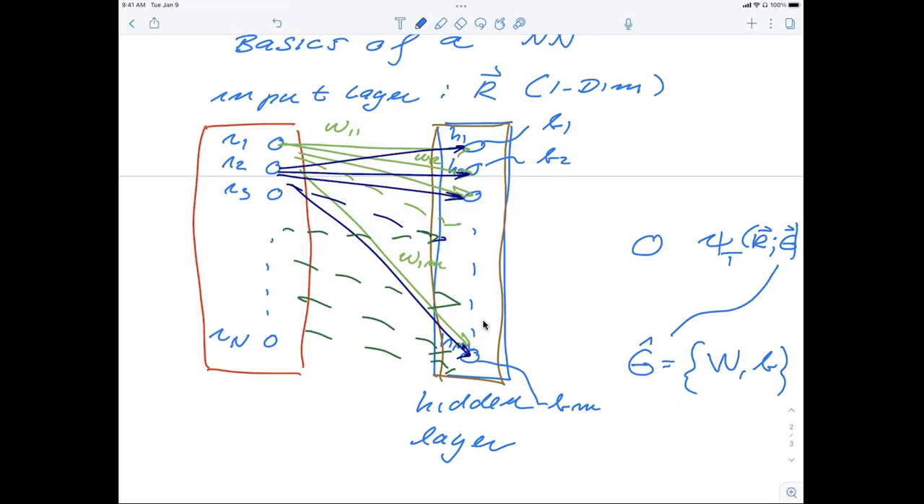Now, what happens now is that all these hidden nodes, they would then conspire to give an output. And this output is now something which feeds into the final output layer. So this is normally called the output layer.